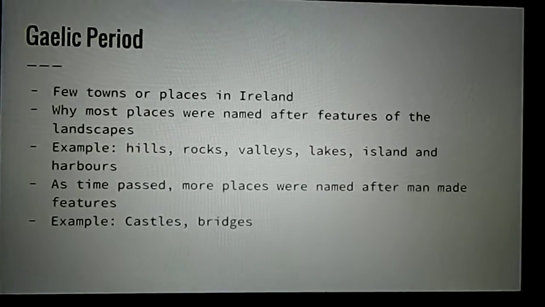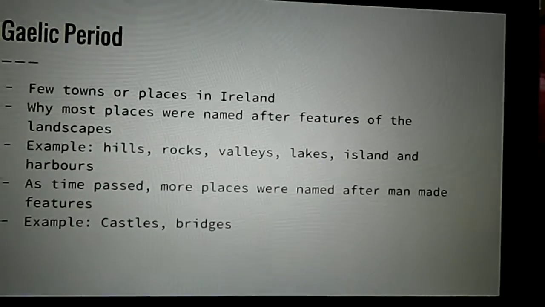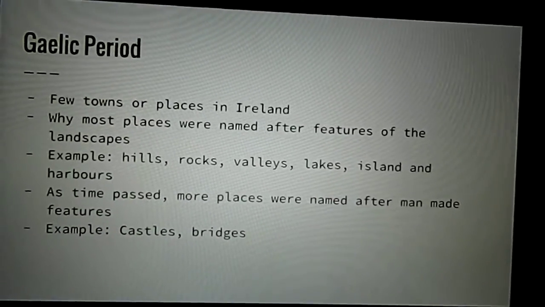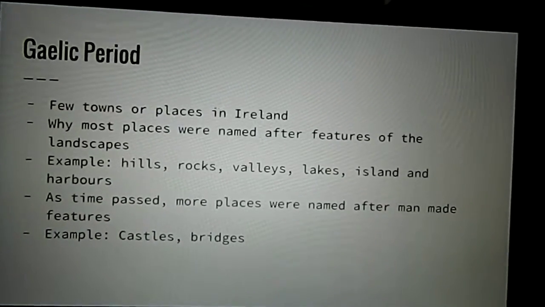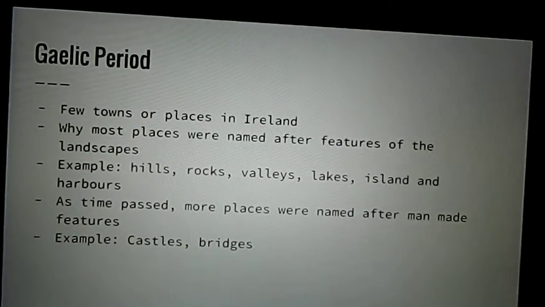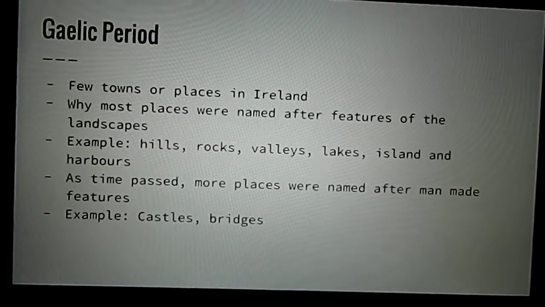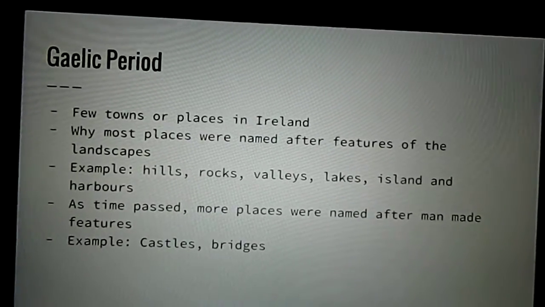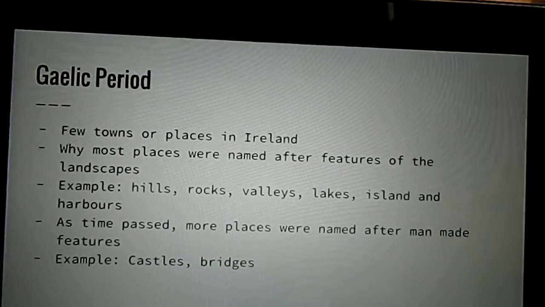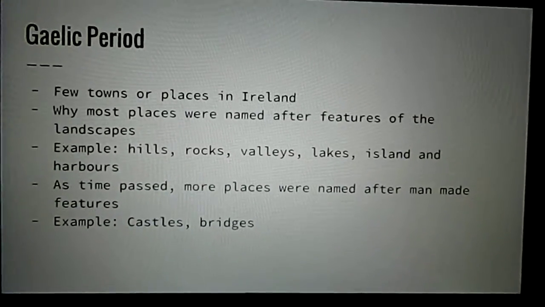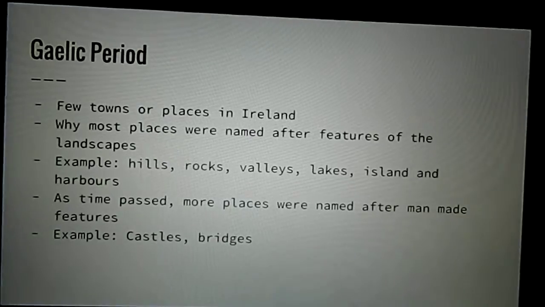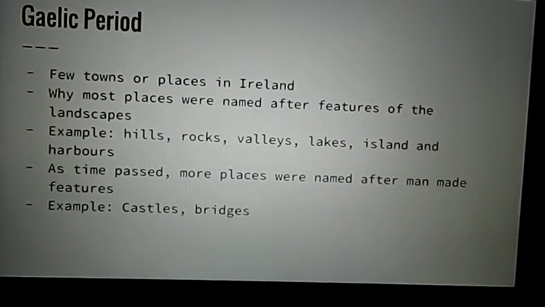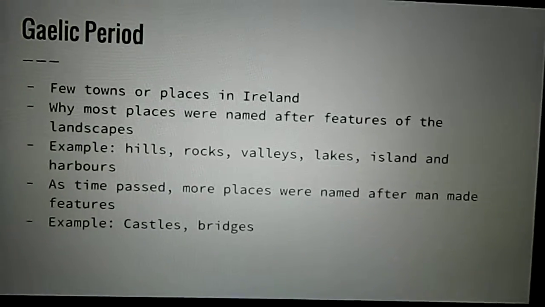So in the Gaelic period, there were few towns or places in Ireland, so that is why most places were named after features of landscapes. So some examples of that would be hills, rocks, valleys, lakes, islands, and harbors. So typically things would be named after hills and rocks because there weren't many towns or places, and that was the only surrounding area, so it would just be named after their features. But as time passed, more places were named after man-made features like castles and bridges.